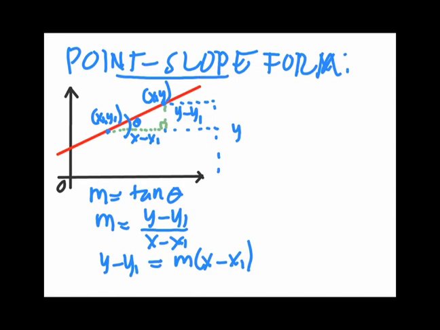Here, m is the slope, and of course, x1, y1 is a point on the line, x1 being the x coordinate, and y1 being the y coordinate of that point x1, y1. Again, the point-slope form of the equation of the line.